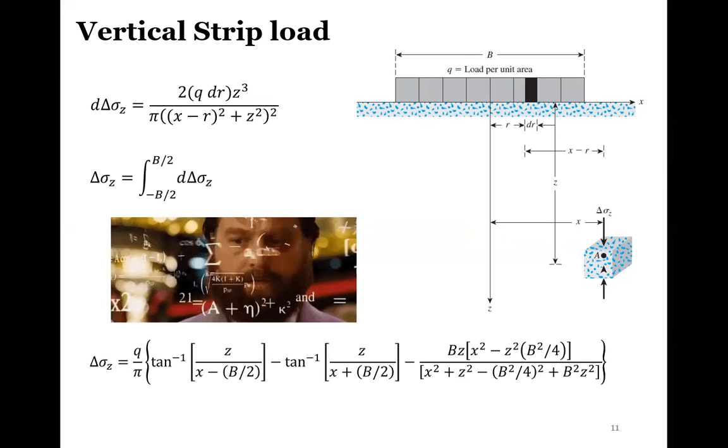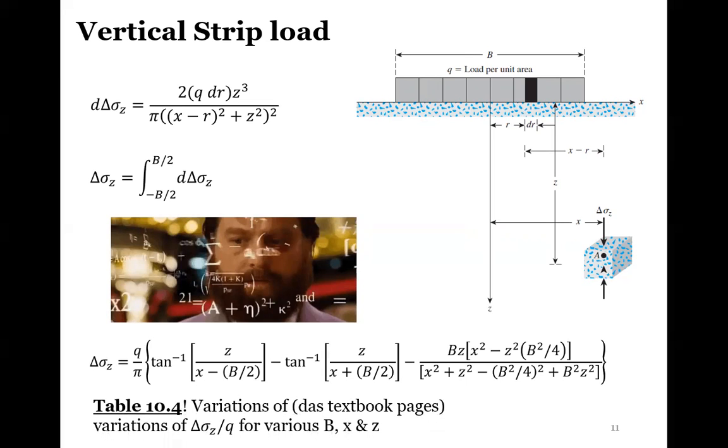Okay, so again, all of this crazy stuff was just placed into another table, but there are a little bit more variables in this. Now we have the delta sigma z and the q, which is going to be provided to us, but now it's based off of the width of our footing, and then the x and the z direction that we care about. So this is a vertical strip load.